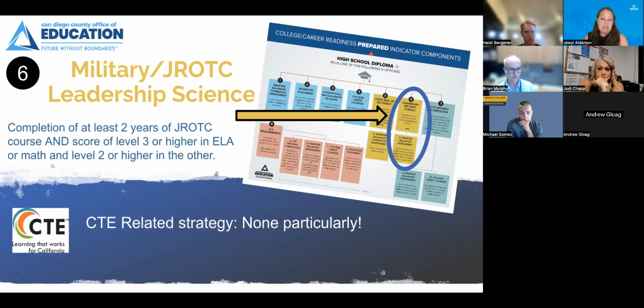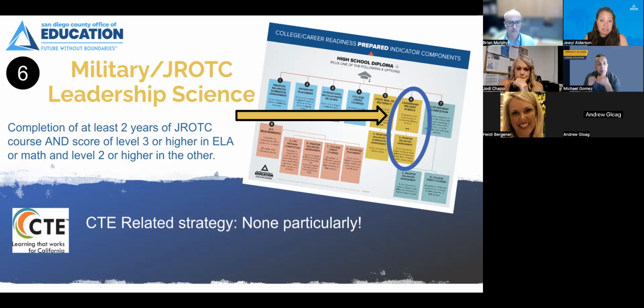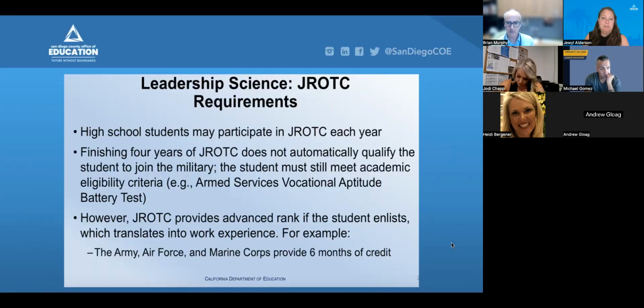Military and JROTC leadership science is not a CTE class. It's kind of like an alternative CTE. There's some movements in the state to say, well, shouldn't this be under our umbrella? But it is also a career metric. It's just not part of the CTE system. It's not really a CTE related strategy, but as you're doing your work, a lot of times you may incorporate them because they need some of the same professional development your CTE folks need. If you have any questions about leadership science, there's some additional info here as well.